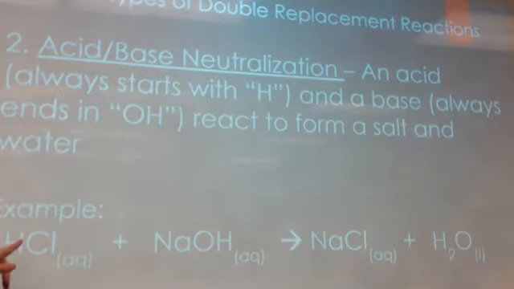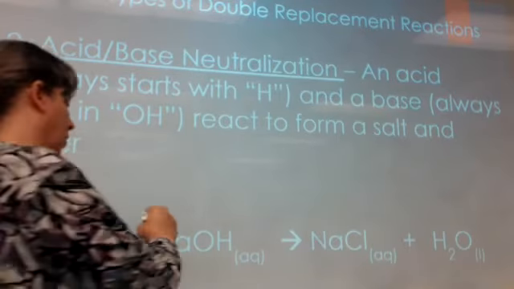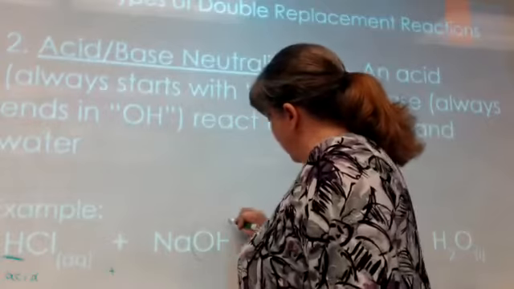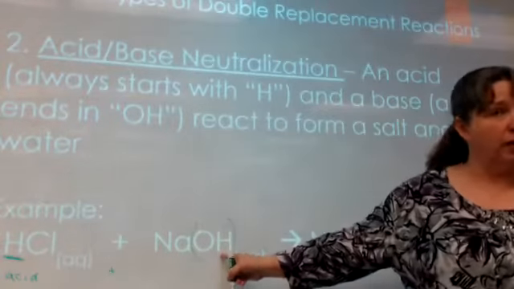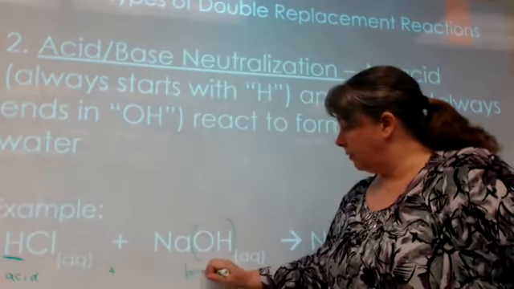Well, acids start with H. HCl, HNO3, H2SO4, H3PO4. So if you have an acid and it reacts with a base, how do we know we have a base? Well, bases have a hydroxide group. So this is a base.